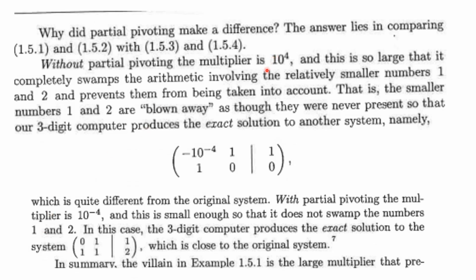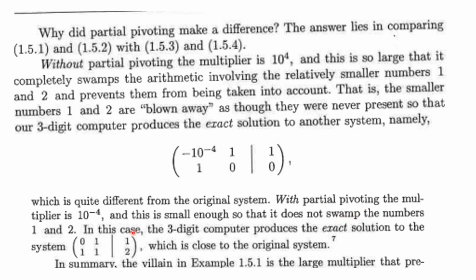Now, why did this make a difference? Well, without partial pivoting, the multiplier would be 10 to the 4th, and this is so large it completely swamps the arithmetic involved in the relatively smaller numbers 1 and 2 and prevents them from being taken into account. That is, the smaller numbers 1 and 2 are blown away as though they were never present, and our computer model produces the exact solution to a different system, namely this one.